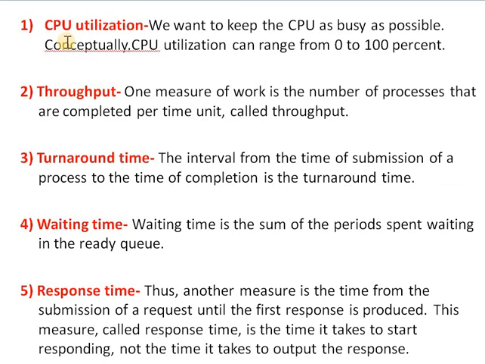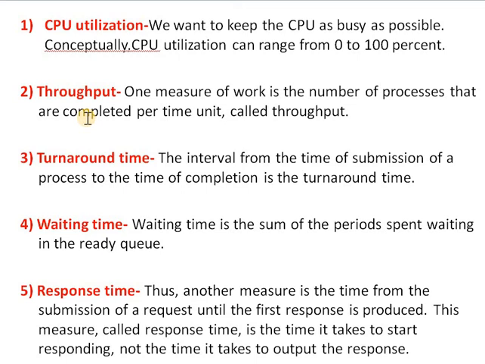How is the work calculated? The number of processes that are completed per time unit. That we call throughput. Throughput is the amount of work completed in a unit time. In a particular unit time, how much work is completed, that is represented by the throughput. In other words, throughput is the number of jobs completed in a unit of time.